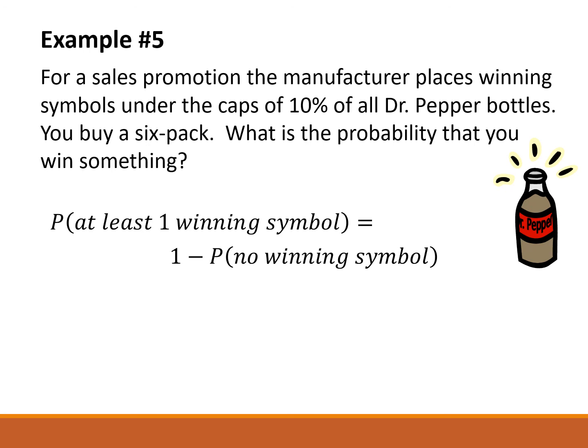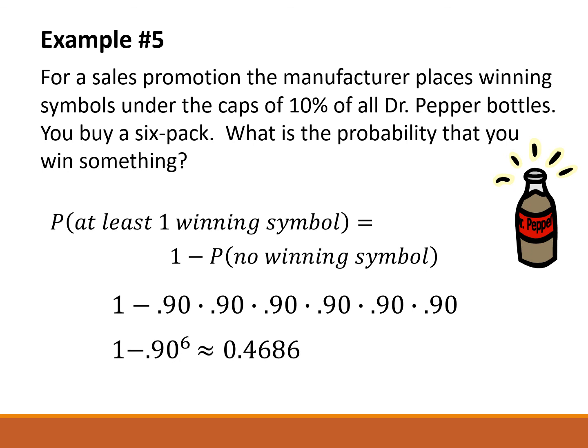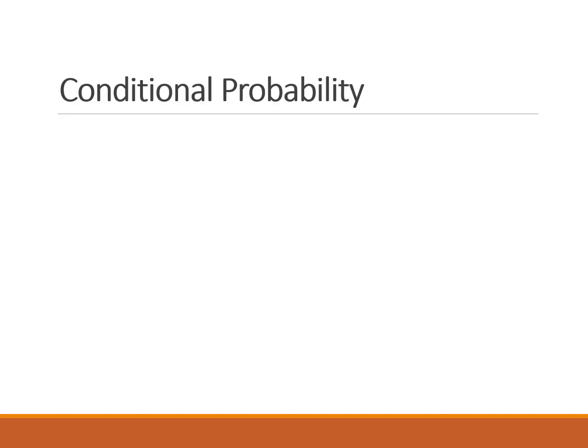So, what's the probability that a cap is not a winner? Well, that's 90% because we want low chances of people winning. So it's 90% of not winning and 10% of winning. So we're going to do 1 minus 90% times 90% times 90%. Well, I don't want to write that out. There's got to be a faster way to do that in math. It is 1 minus 0.90 to the 6th power. And we get that answer. So that's another example of at least one. You'll get the practice on it in our practice problems.